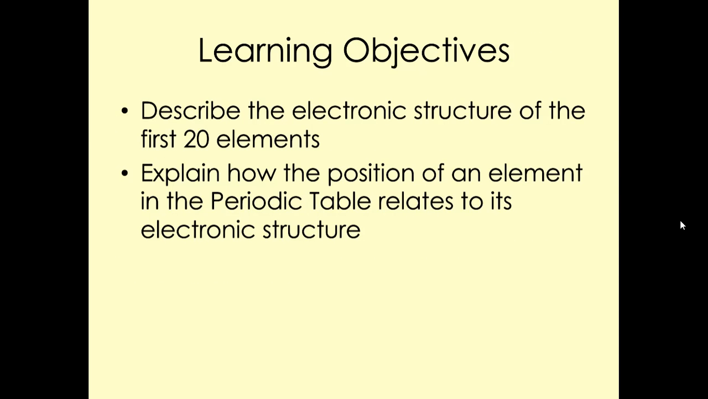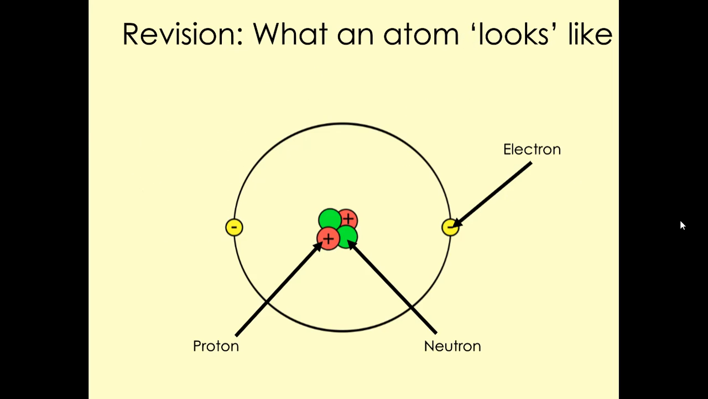So our learning objectives for today are we need to be able to describe the electronic structure of the first 20 elements. And you need to be able to explain how the position of an element in the periodic table relates to its electronic structure.